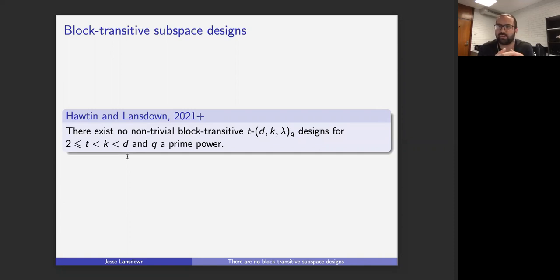And in fact, these things are studied in their own right as K covers and K spreads and things like that. I'm not sure entirely about the transitivity of them, but they do definitely exist. But as soon as you take T to be at least 2, they don't.